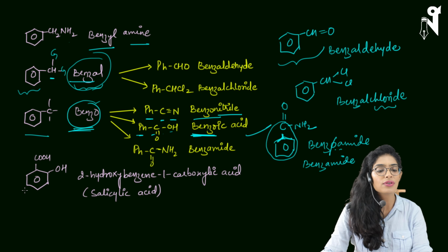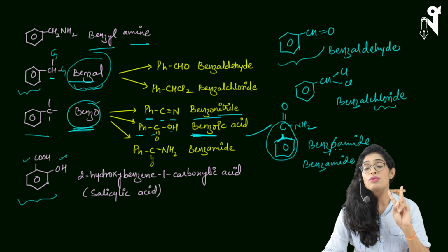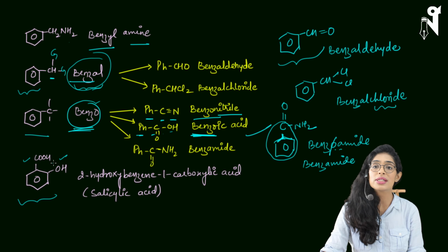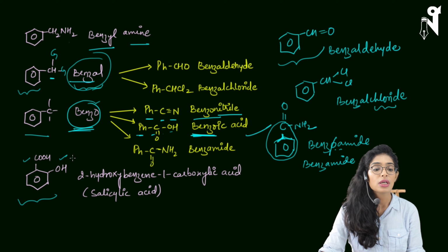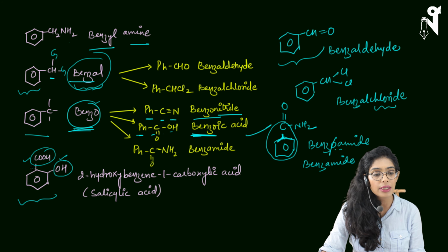Now, the next compound I have taken is benzene with one group as COOH and another as OH. Here we have two functional groups. One is the higher priority group and the other is the lower priority group. We already know that COOH is the higher priority group and OH is lower priority. So we will number the compound like this, 1, 2.